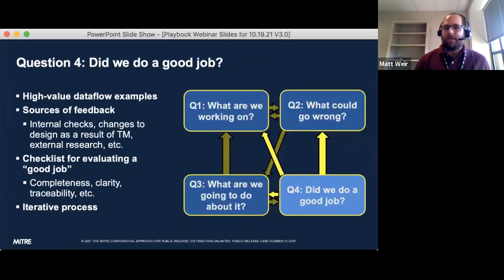And so the final question really is, did we do a good job? And this one gets a little bit meta, actually, but it really is understanding that threat modeling is a continuous process. It's not something that you just do once and then you're completely done. It's something that we want people to incorporate early on into their device product lifecycle.